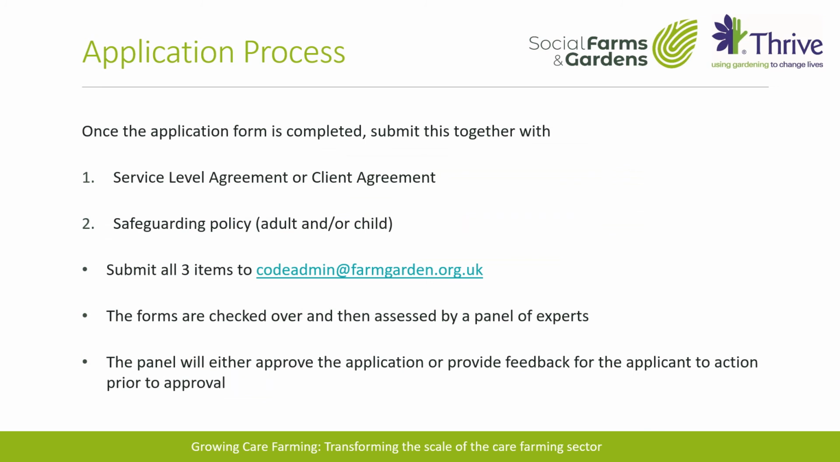Application process. Once you've completed the Excel application form, you submit this together with a service level agreement and a safeguarding policy to codeadmin@farmgarden.org.uk. Further explanation on what a service level agreement and a safeguarding policy is provided in the guidance document. The forms are then checked over and assessed by a panel of experts, and the panel will either approve the application or provide feedback on how to improve the application. The panel is made up of experienced code care farmers and are also involved with creating and updating the code.